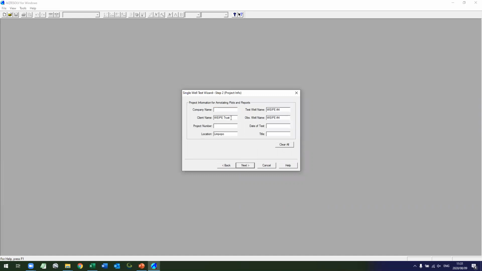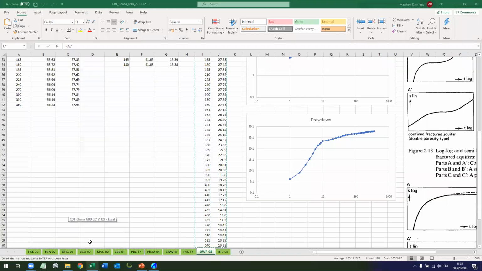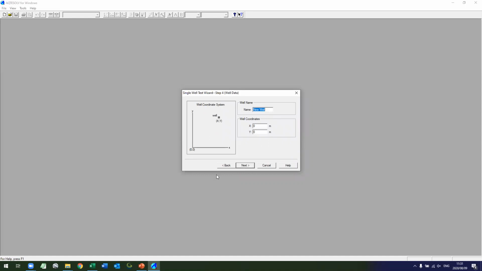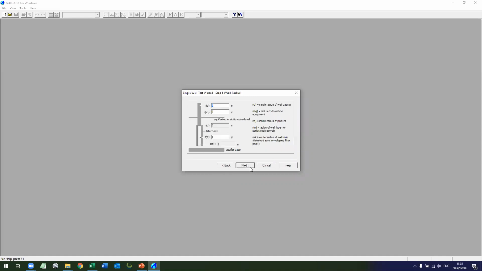And next, you can just put in this information if you want to. I'm going to leave it blank. My aquifer saturated thickness, we assume is bigger than my maximum drawdown, so I'm going to make it 28. Leave your anisotropy ratio. You can type in your well name here if you want to. It's a fully penetrating well, we're assuming. Leave this as default.